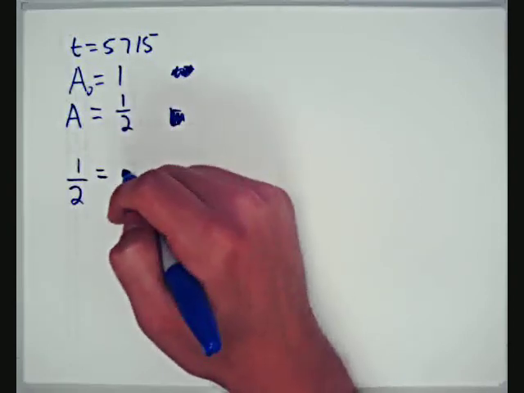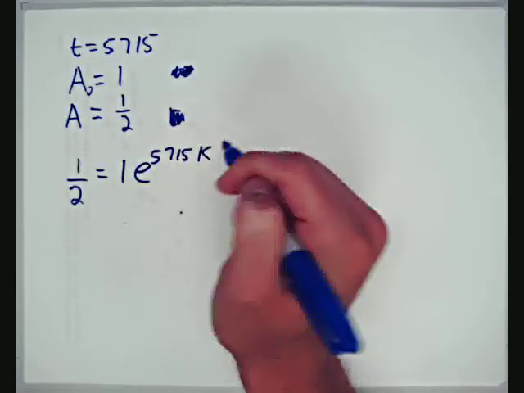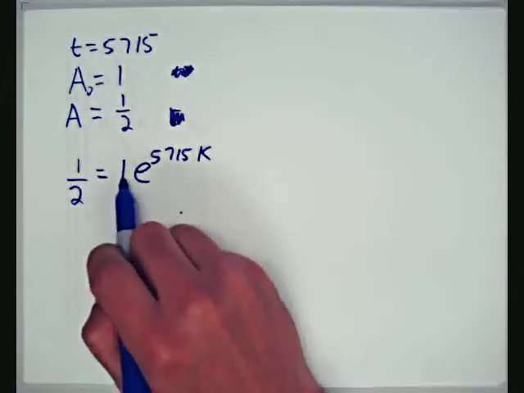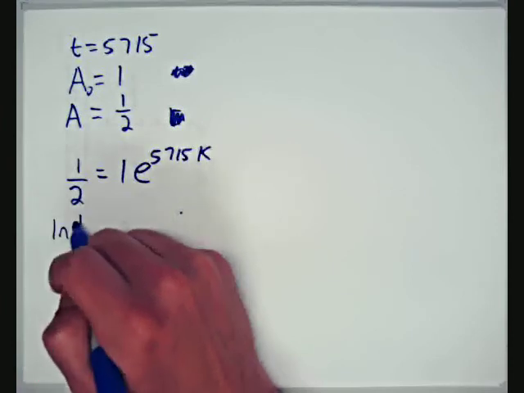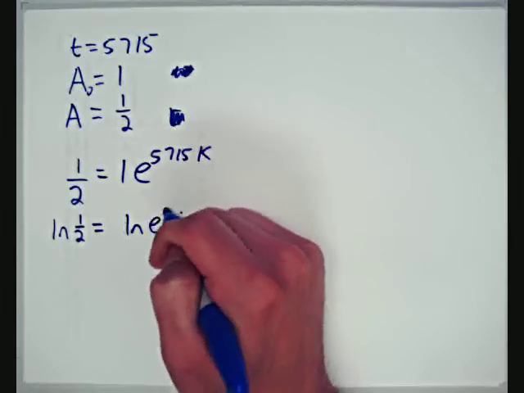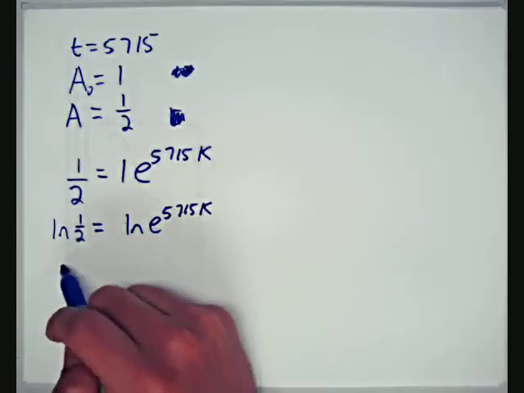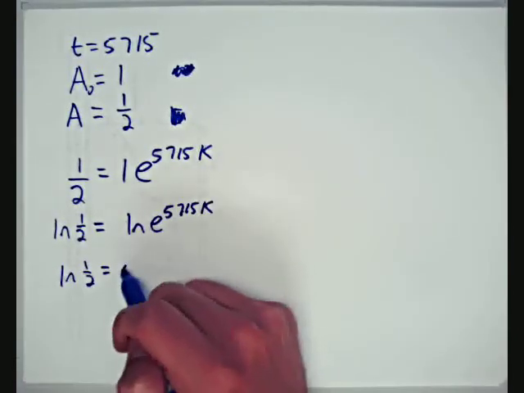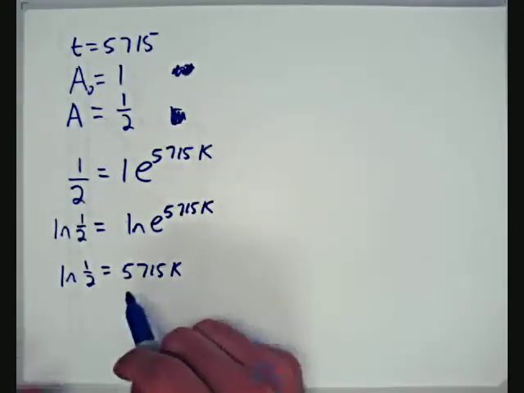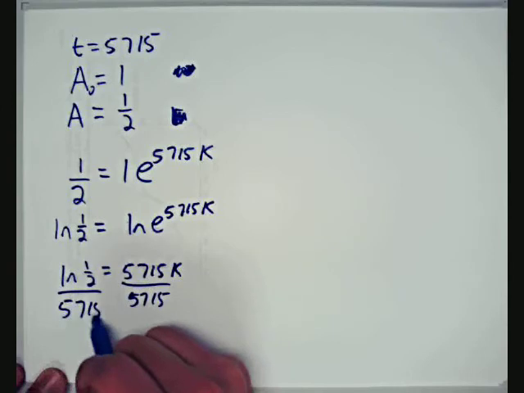equaling our starting amount of 1 times e to the 5,715k power. And we want to solve this for k. Since we chose 1, there's no dividing that needs to be done. I can right away go to taking the natural log of both sides. The natural log of e simplifies away, leaving 5,715k. Dividing both sides by 5,715, we'll get k by itself.